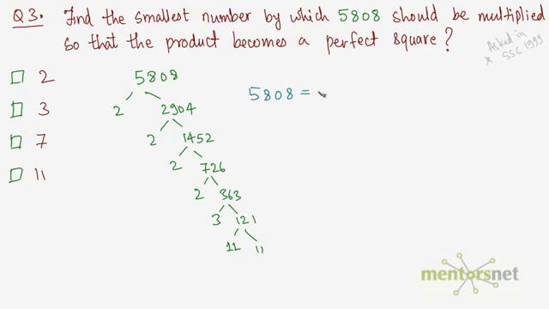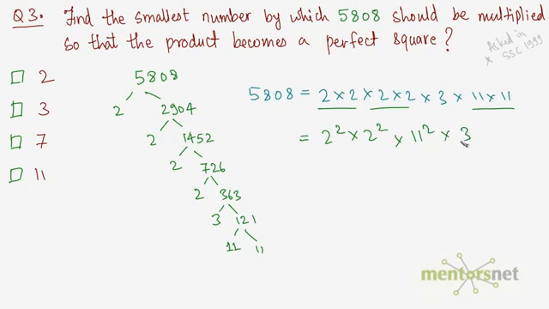5808 is equal to 2 times 2 times 2 times 2, 1, 2, 3, 4 2's are there, times 3 times 11 times 11. If we group these numbers into squares, so we have 2 square multiplied by 2 square multiplied by 11 square, and 3 remains as it is. So it is 2 square times 2 square times 11 square times 3.